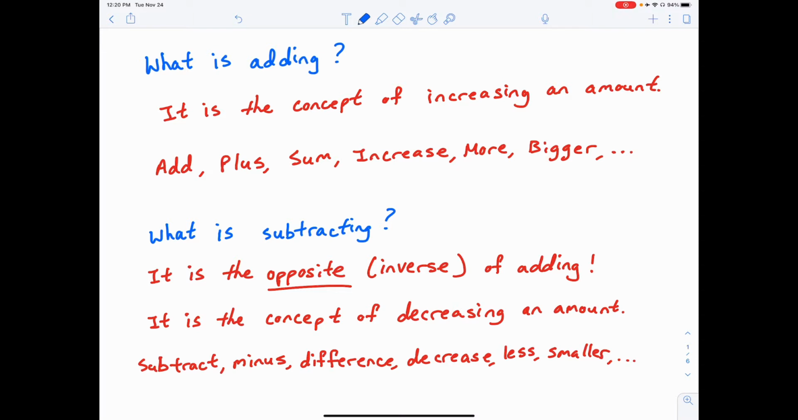And what is subtracting? Well, subtracting is the opposite of adding. In mathematics, the opposite operation is called the inverse operation. Likewise, it's the concept of decreasing an amount. You have words like subtract, minus, difference, decrease, less, smaller. These words tell us that our answer should be getting smaller than what we started with.